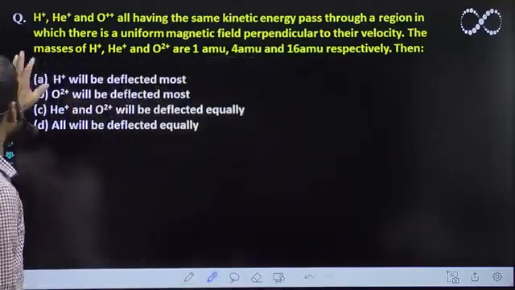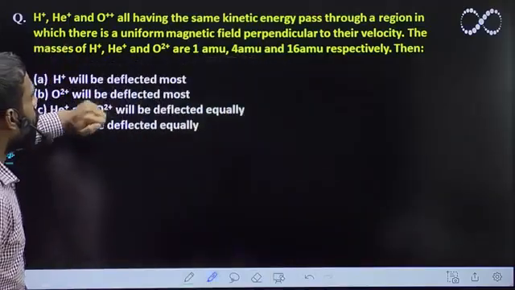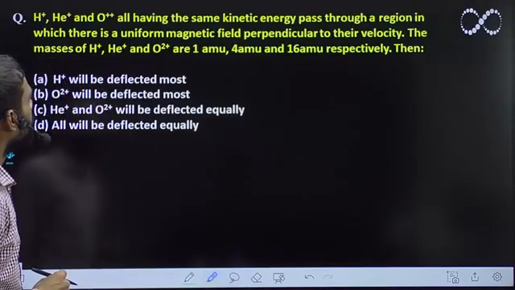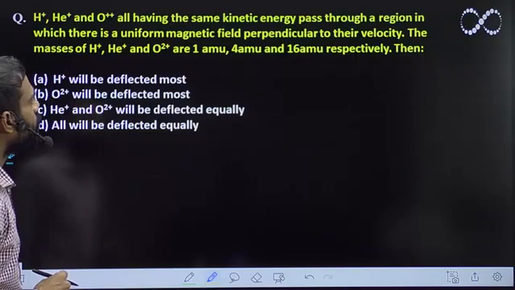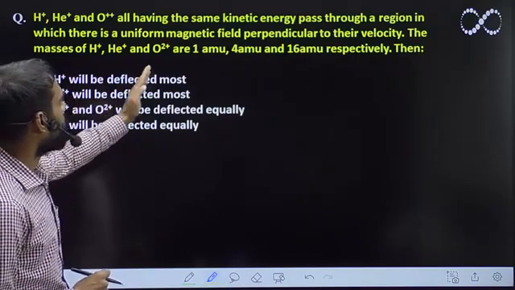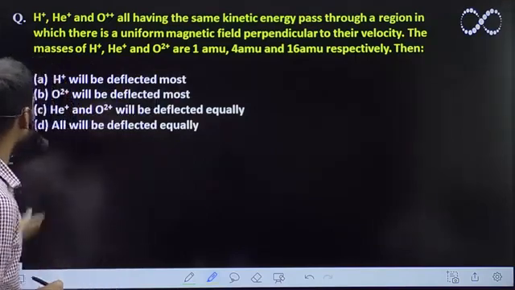देखिए, इस क्वेश्चन में क्या है: हाइड्रोजन, हीलियम, ऑक्सीजन, all having the same kinetic energy, passes through a region in which there is uniform magnetic field perpendicular to their velocity. Masses of hydrogen, helium, oxygen are 1 mu, masses are given. So चार options दिए हैं.